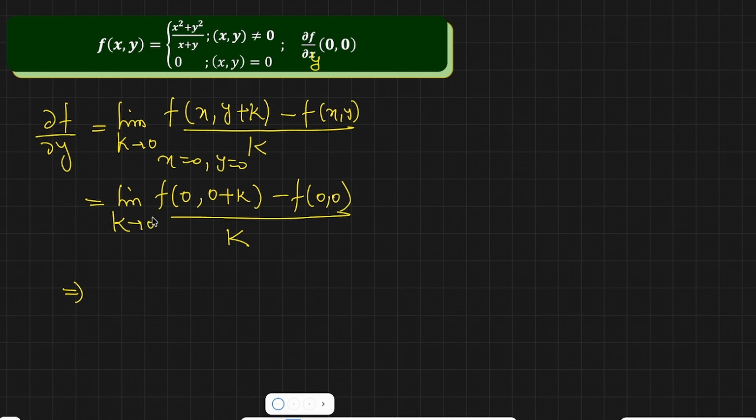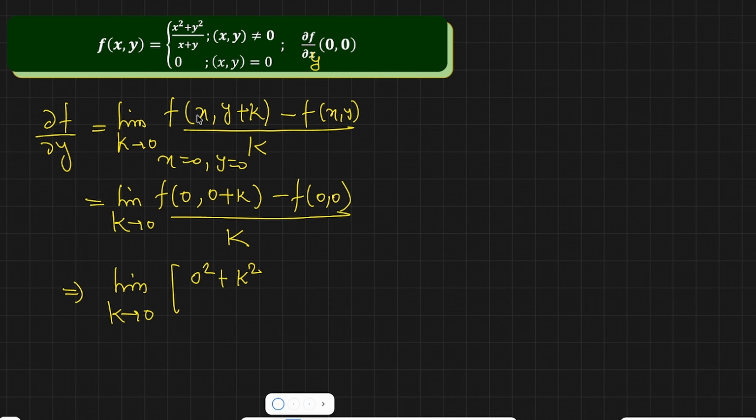So what is the value at (0, 0)? At (0, 0) the value is 0. And if I put x equals to 0, it will be limit k tending to 0, so it will be 0 square plus k square.